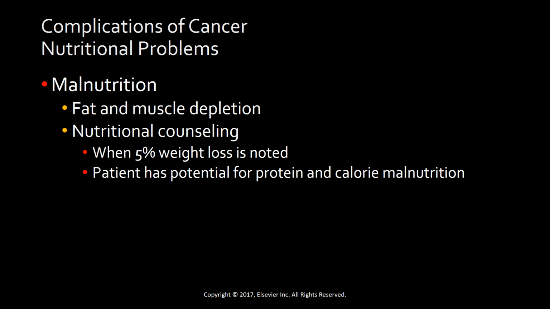As we've discussed with different areas of this chapter, nutritional problems are a complication of cancer. With malnutrition, obviously, because we have discussed nutrition as a whole, the patient with cancer may have protein and calorie malnutrition characterized by fat and muscle depletion. So we need to assess malnutrition as we have discussed in our previous chapter.